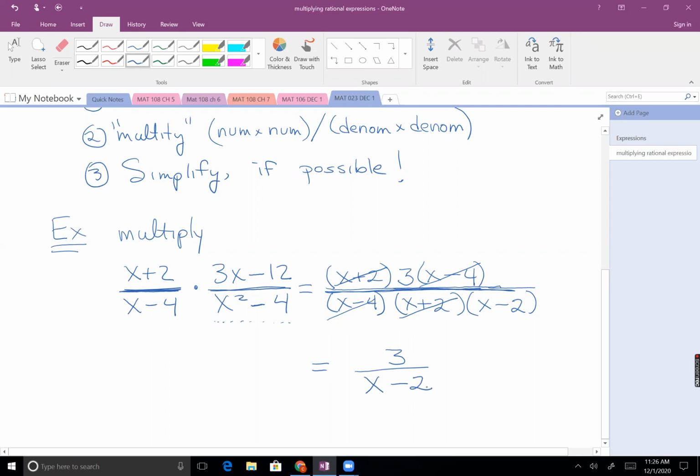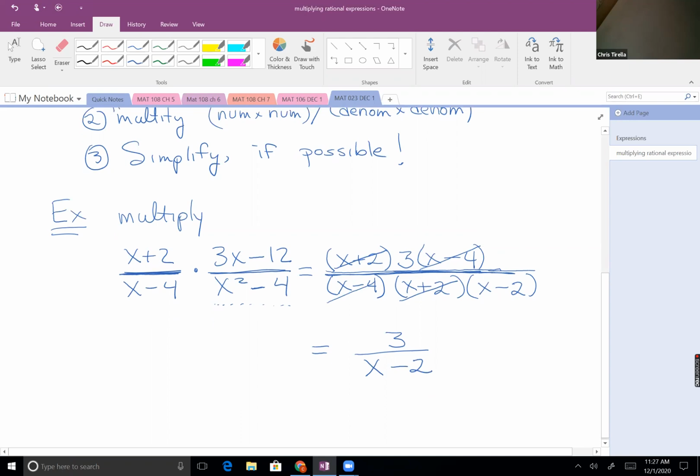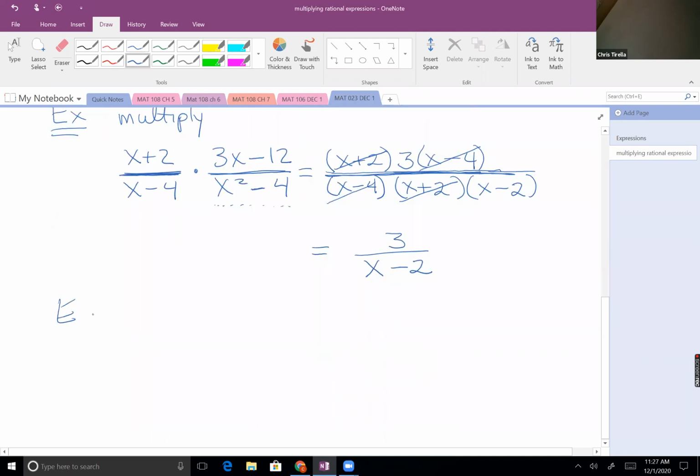And so when I look at these multiplying rational expressions, I really don't think it's a heck of a lot different than simplifying them. It's just we're doing two fractions at once. And again, the idea that fractions are fun if you factor first. You have to factor before you can do the fun part, crossing those common factors out. Let's look at another example.